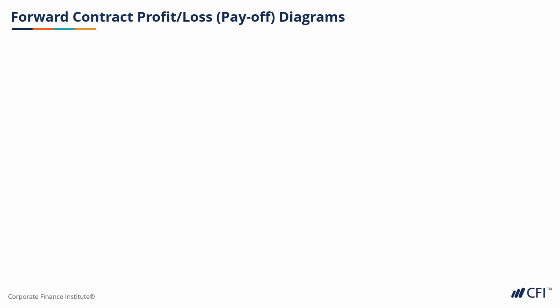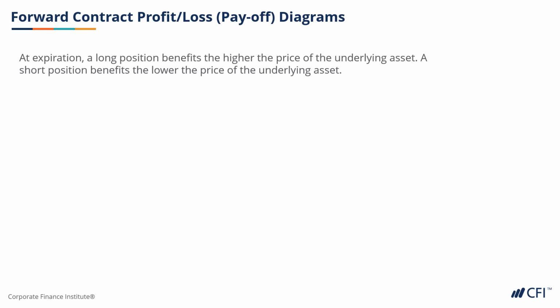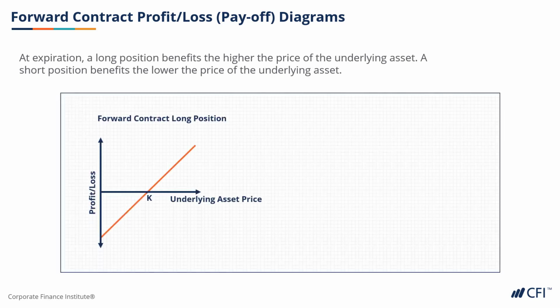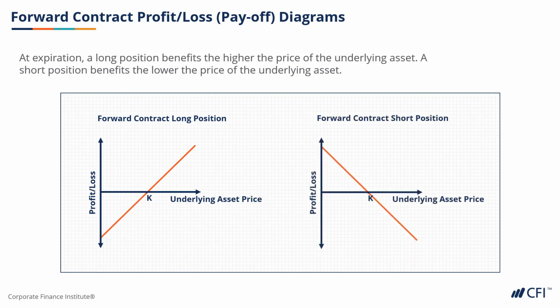Let's now look at forward contract profit and loss diagrams. On the left, you see the profit and loss or payoff diagram for a long position in a forward contract. And on the right, you see the profit and loss or payoff diagram for a forward contract short position. Let's talk through the diagram on the left with an example.